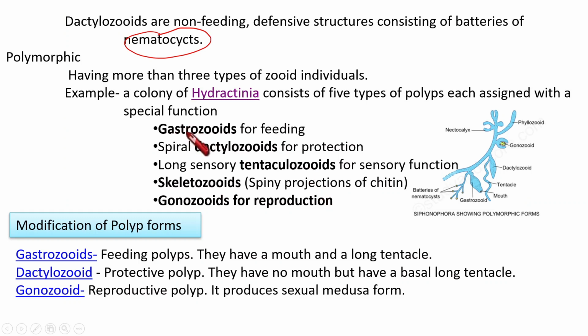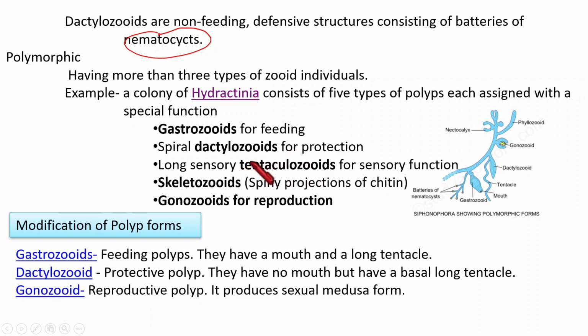And let's see which are those 5 different types of zooids. Gastrozooids, as I already told you, gastro means something relating to the stomach, feeding. So feeding zooid. Then dactylozooids, D for defense, so protection. Next is tentaculozooids. Tentaculozooids, as the name indicates, tentacles.